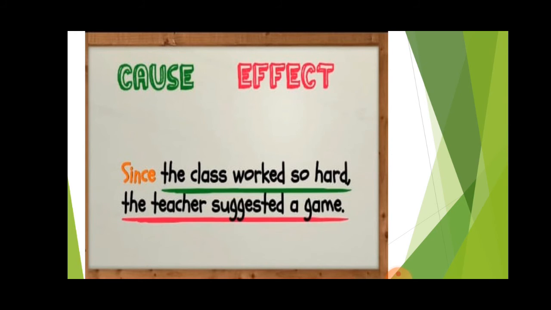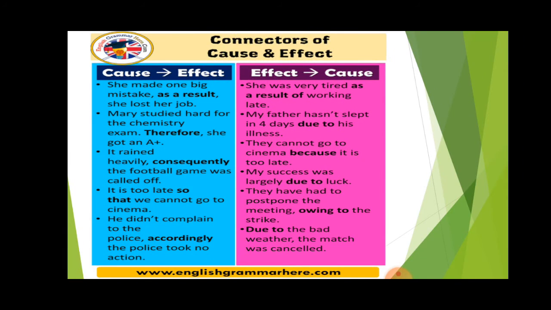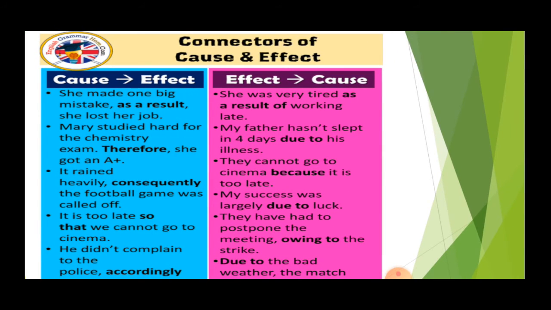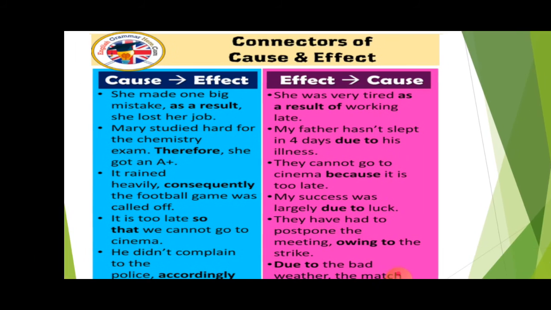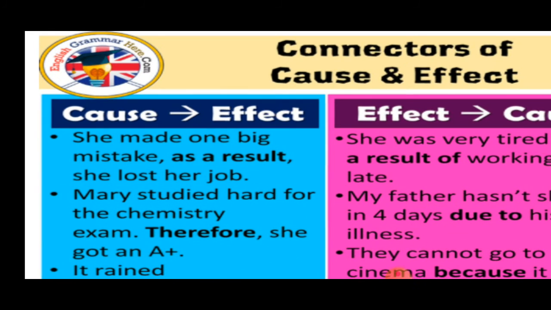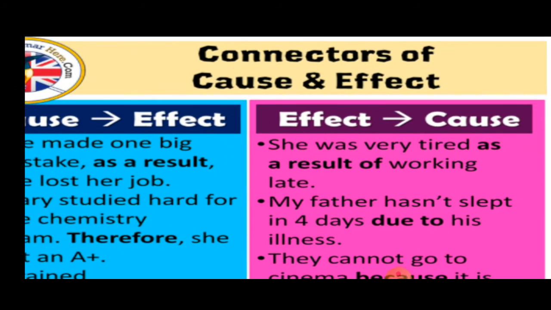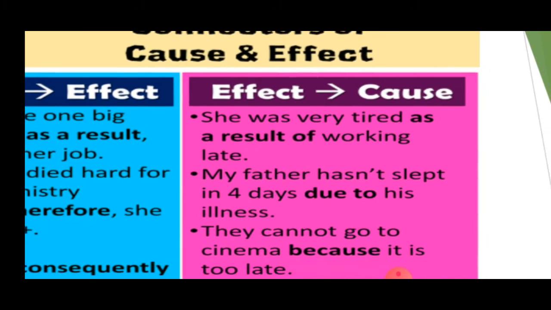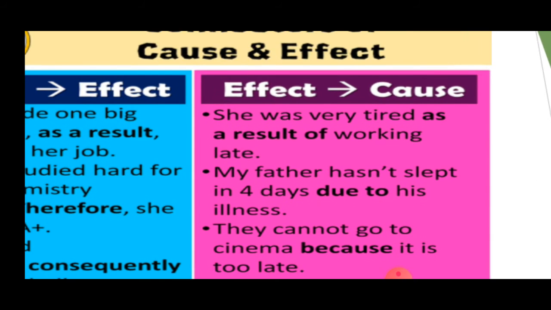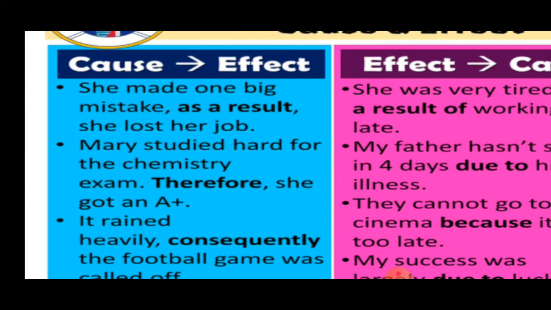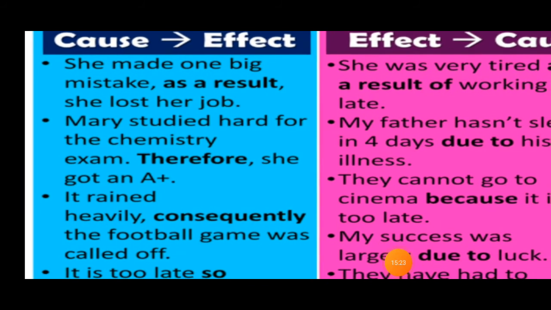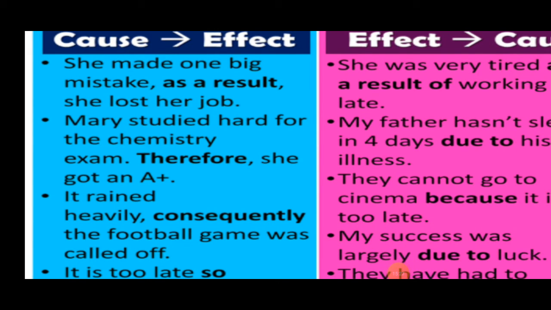So now we'll have a look at the cause and effect connectors in sentences so that we get a clear picture. The blue slide shows that in these sentences the cause happens first and then the effect. And the pink one shows that the effect happens first and then the cause. She made one big mistake. As a result, she lost her job.